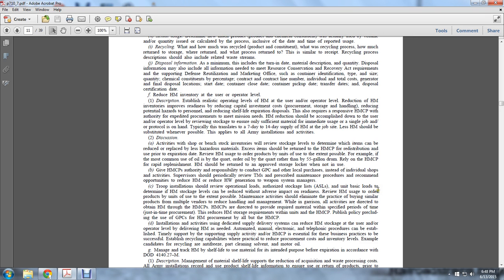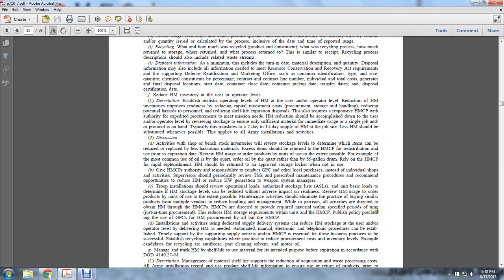Review the hazardous material waste usage to order product. To the extent possible, maintenance activities should eliminate the practice of buying from multiple vendors, reducing handling and management. While at garrison, all activities are directed to obtain hazardous material through the hazardous material control programs. The hazardous material control programs are directed to provide required material within specified periods of time, just-in-time procurement. This reduces the hazardous material storage requirements within the units and the hazardous material control program.